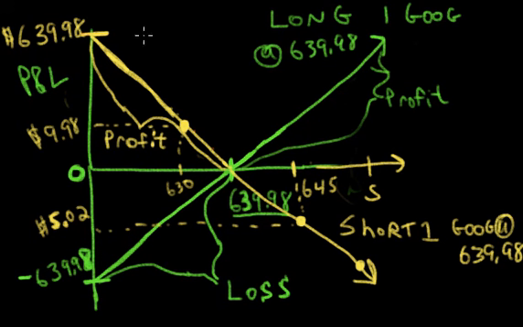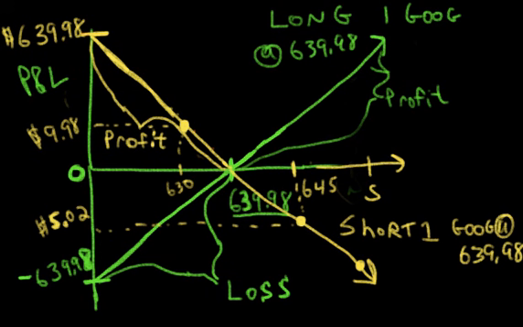If you go short it, then your arrow sort of just flips and you make money, but it's limited money. You can only make 639.98, and you have unlimited risk. You have unlimited downside. And that's pretty much it for this video.